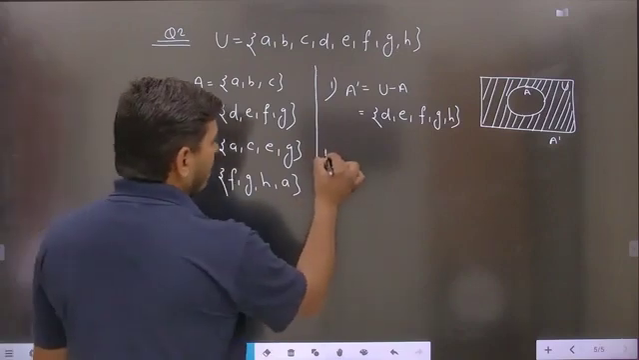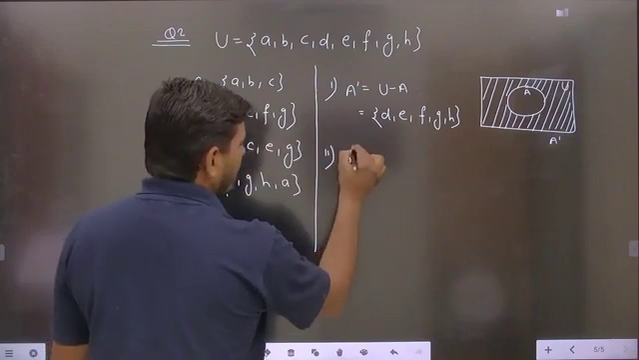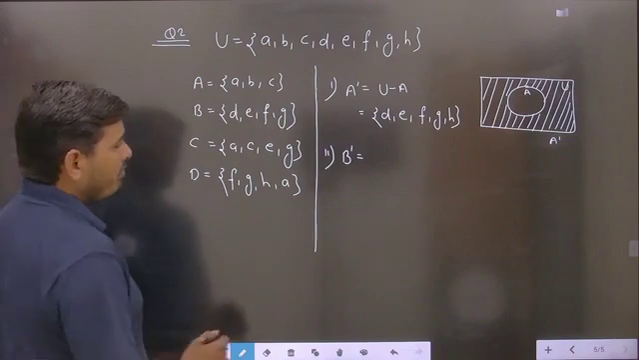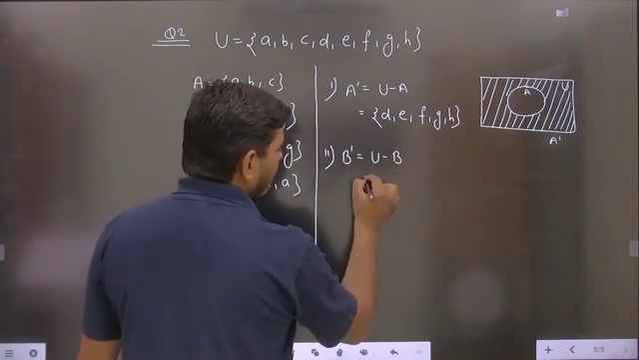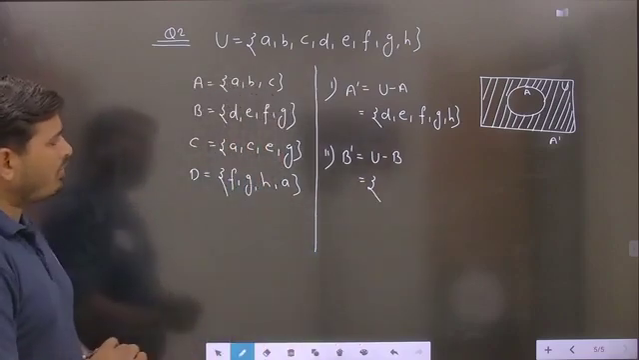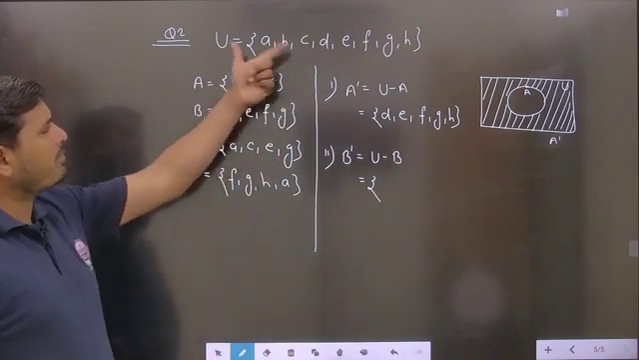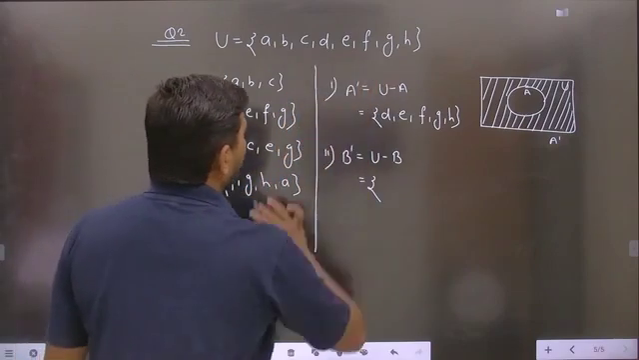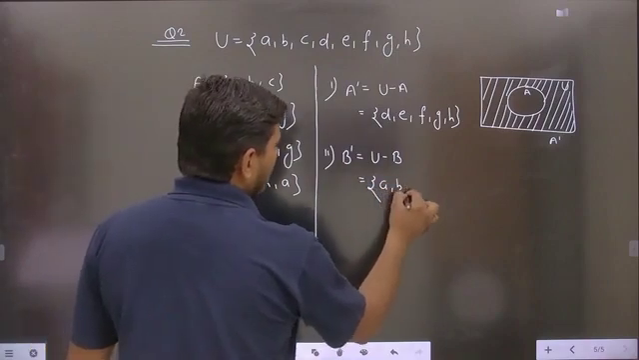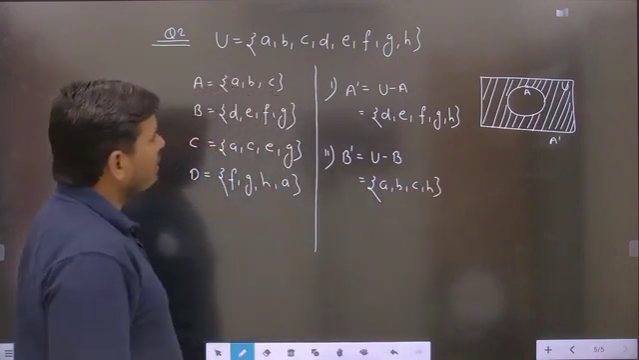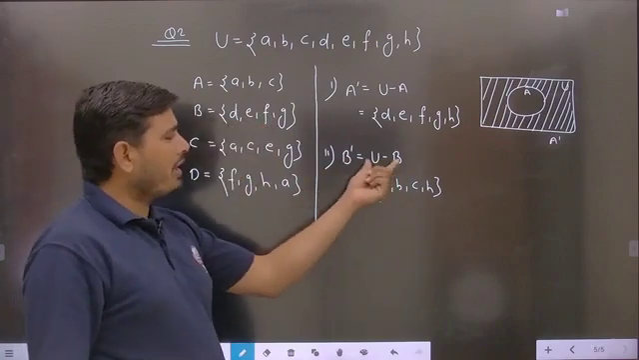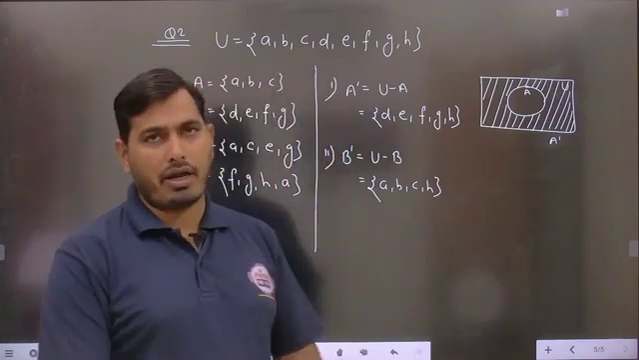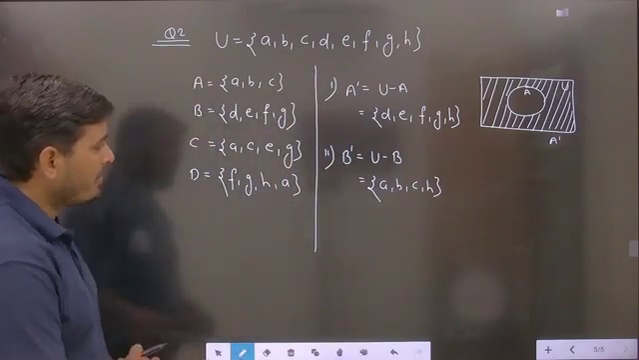Next, the second part: we have to calculate B dash. If we want to calculate the complement of B, it is written as U minus B, and all the elements of B are subtracted from here. So D, E, F, G, these 4 elements are not to be written. So the answer is A, B, C and H, because D, E, F, G belong to the set B, and in U minus B we write only the elements of U. Is it clear?